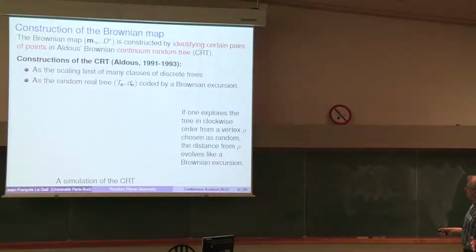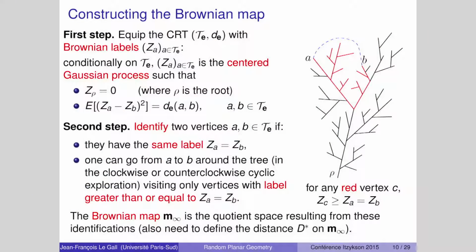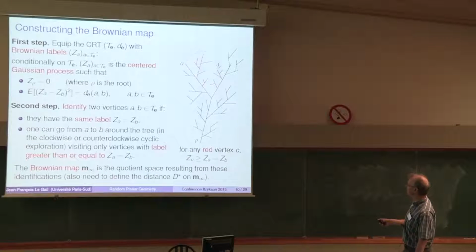The idea is that, what do I mean by coded by Brownian excursion? It means that if you explore the tree, starting from a vertex which you can choose at random, in fact, and you explore it in clockwise order, there is a planar structure in the tree. The distance from the root vertex will evolve like a Brownian excursion. That's the meaning of the code. Maybe I should go to the next slide. So you should imagine that the CRT is something like this, but of course it's much more complicated. There are infinitely many branching points everywhere and infinitely many leaves. But imagine that the CRT is something like that.